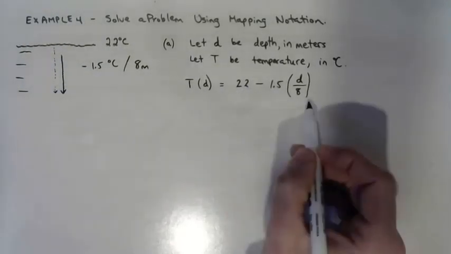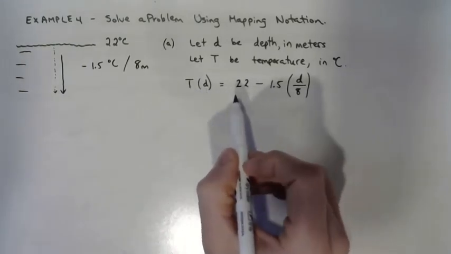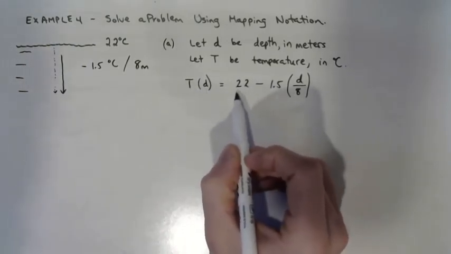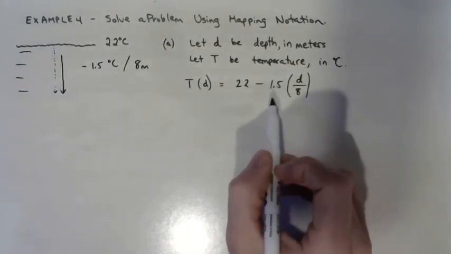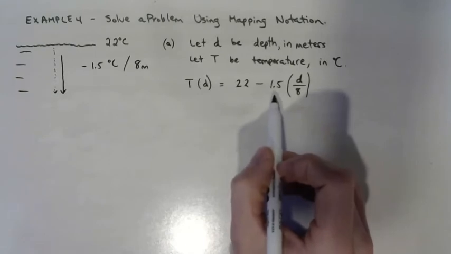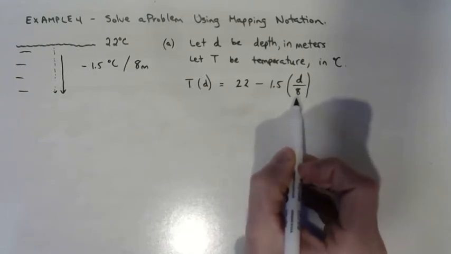So this is our function. It's in function notation. T with respect to D equals our original temperature, and then the effect of diving deeper is represented in this portion of the function, okay? The temperature decreases by 1.5 degrees Celsius every 8 meters.